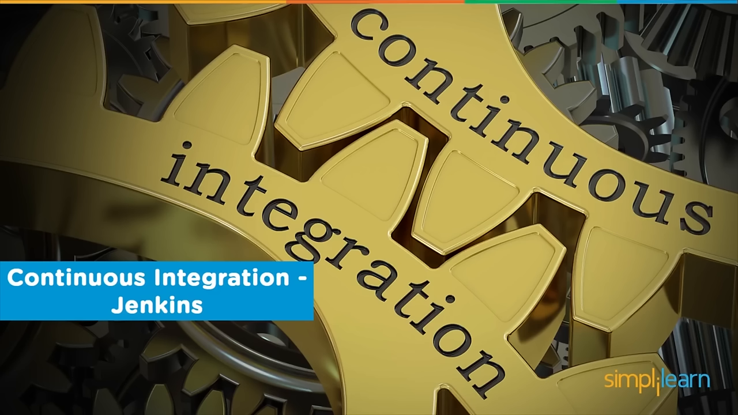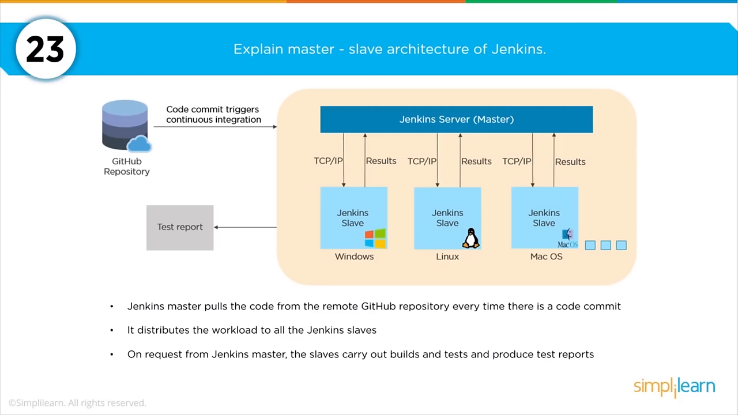All right, let's talk about the next section, which is continuous integration with Jenkins. So the first question you'll be asked about with Jenkins is, explain a master-slave architecture of Jenkins. So the way that Jenkins is set up is that the Jenkins master will pull code from your remote Git repository such as GitHub and will check that repository every time there is a code commit.